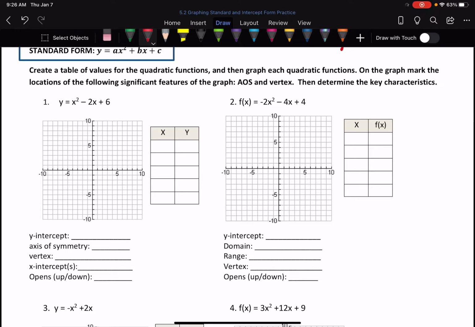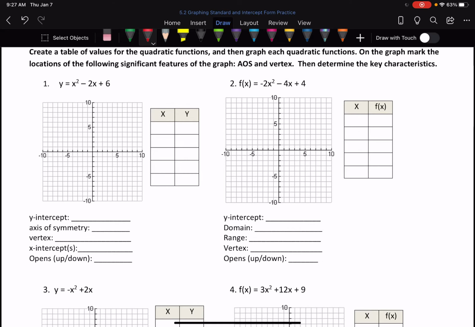It says create a table of values for the quadratic functions and then graph each quadratic function. On the graph, mark the locations of the following significant features of the graph: the axis of symmetry and the vertex. Then determine the key characteristics. So we're given the function y equals x squared minus 2x plus 6. So we're going to enter that in our calculator. And we're going to find some key characteristics here.